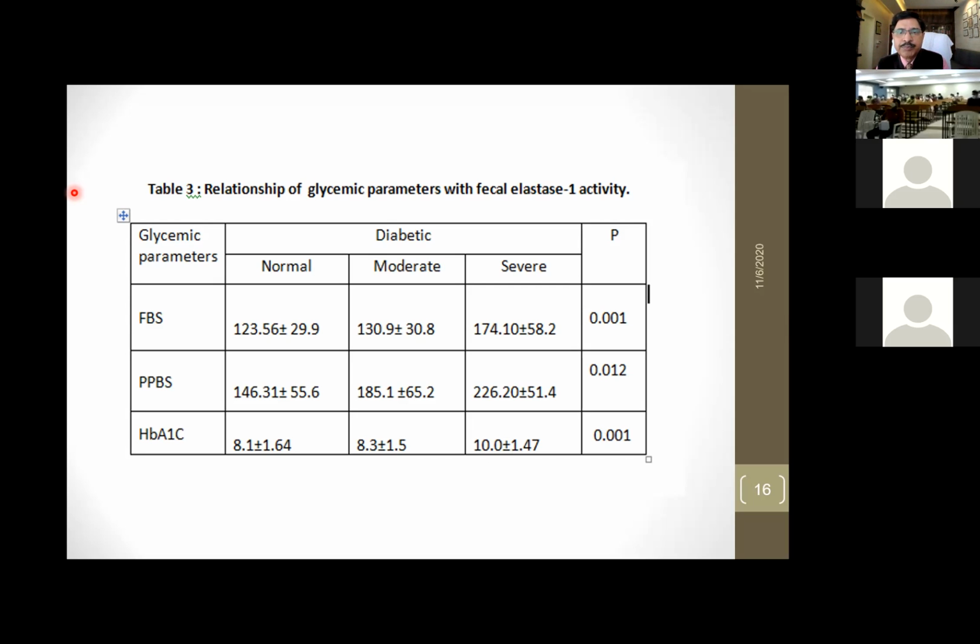Now, if you do a test of ANOVA here, why do I need ANOVA? It is a parametric distribution because the standard deviation is not more than half of the mean. Number two, it is mean and standard deviation. It is not categorical, not ordinal data. It is discrete and quantitative data. And there are more than two groups. For all these reasons, I do an ANOVA and then do the test of significance.